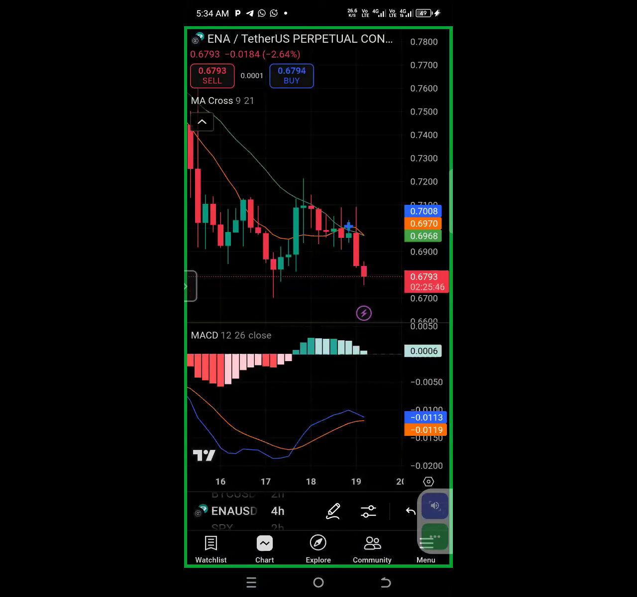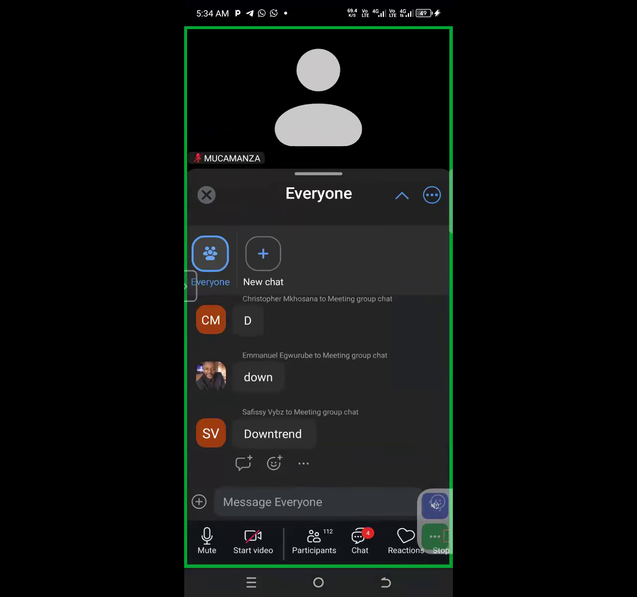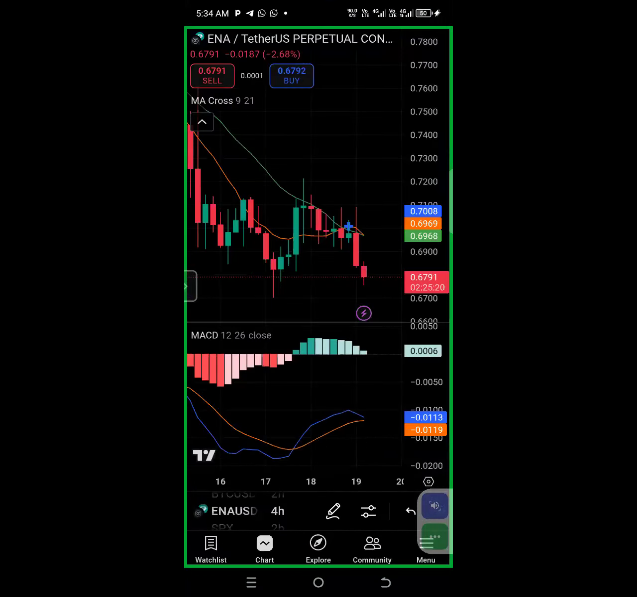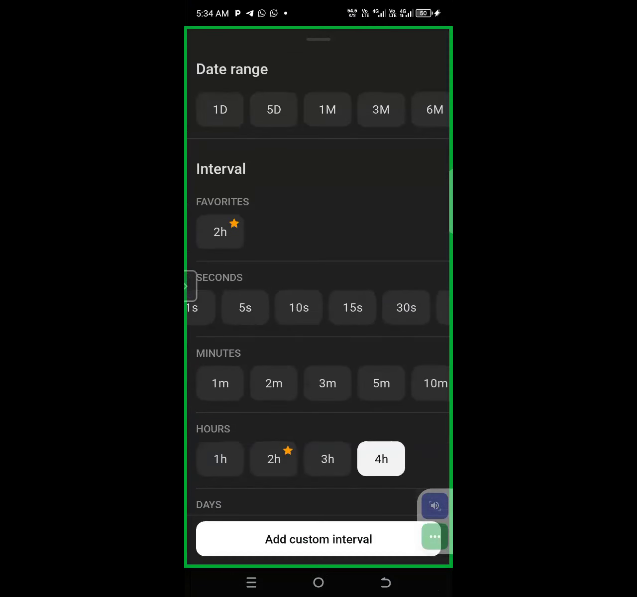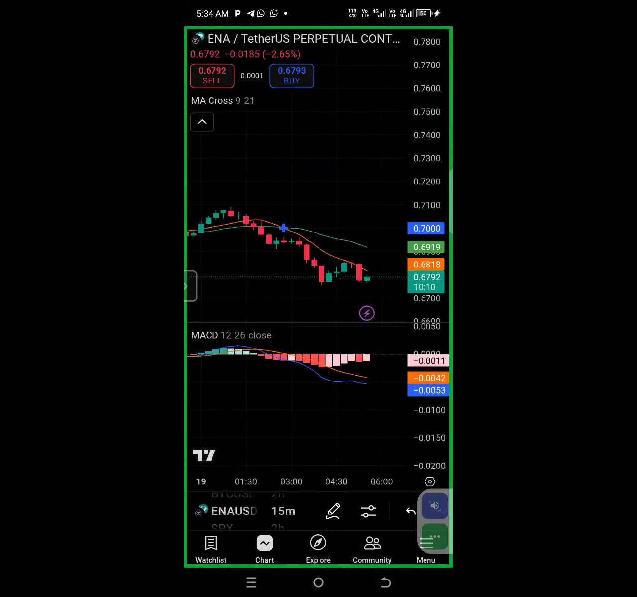Now, is this uptrend or downtrend? Let me know. This is the 4 hour time frame. Uptrend or downtrend? Very good. Okay, so let's look at it on the lower time frame. Is it uptrend or downtrend?